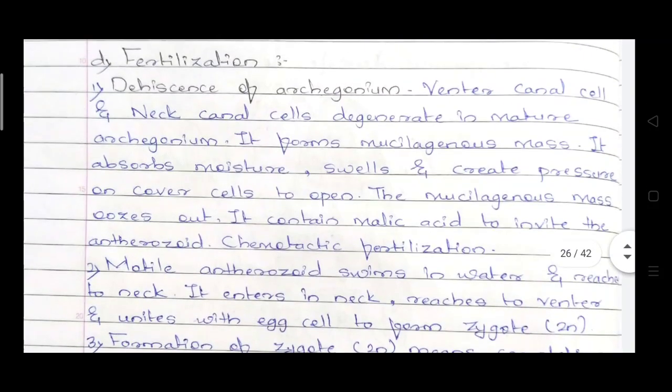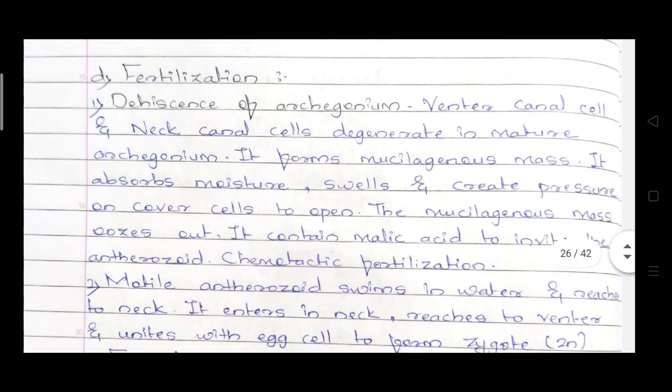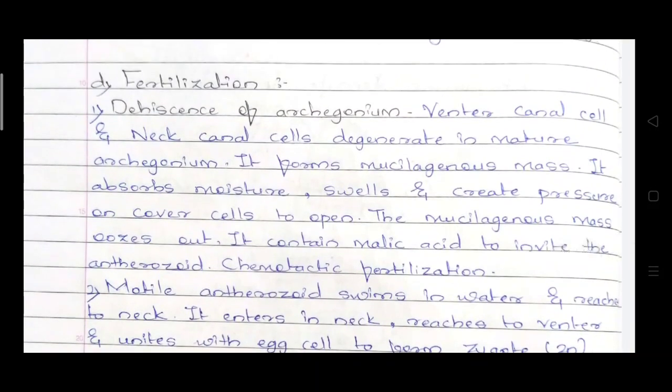So first of all, how the dehiscence of the archegonium takes place we have discussed, and after the dehiscence of the archegonium, the antherozoids will come in contact with the archegonium and fertilization will take place. So how does the dehiscence of the archegonium take place? The venter canal cells and neck canal cells will degenerate after the maturation of the archegonium. They form a mucilaginous mass.